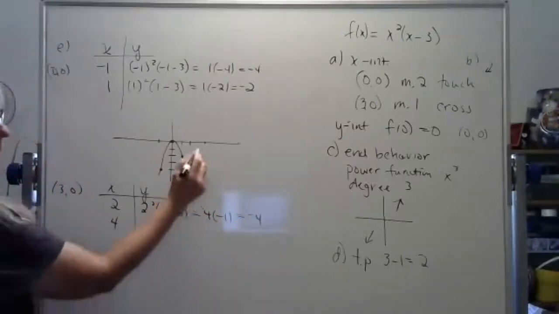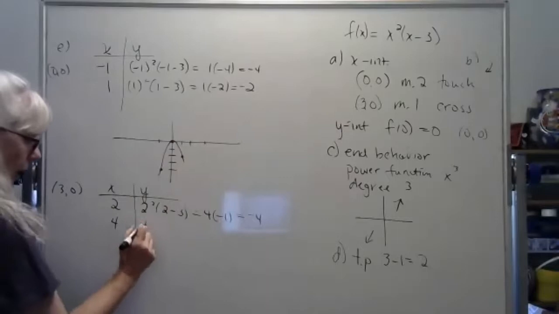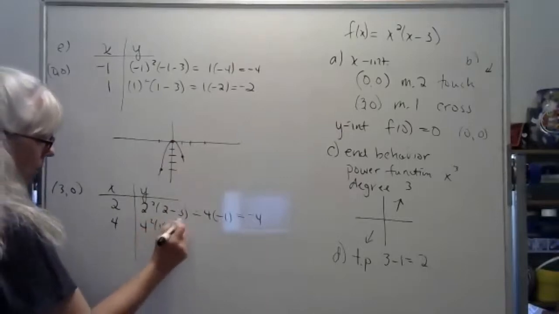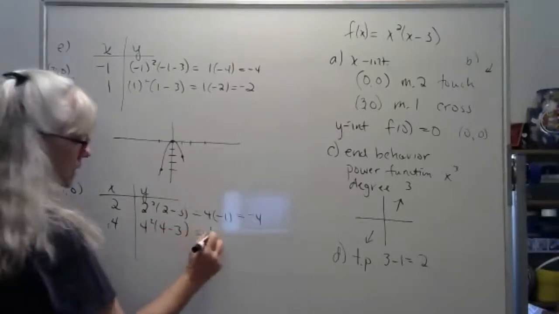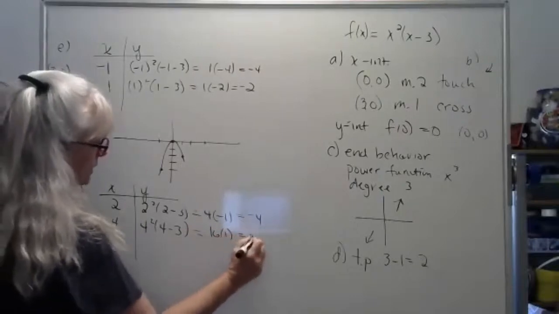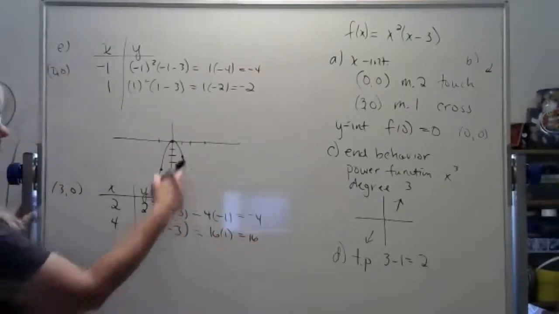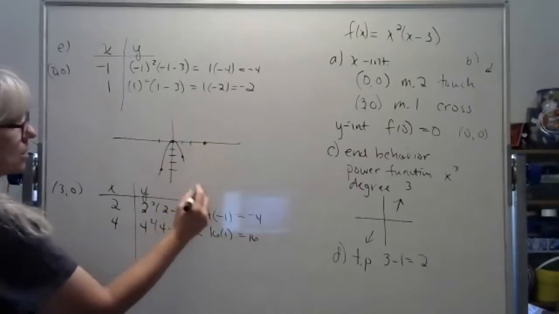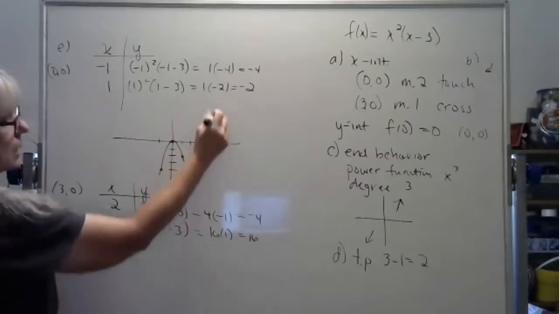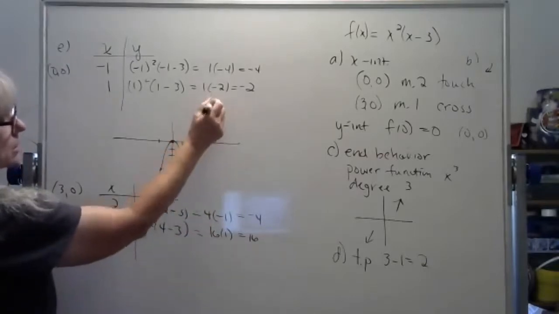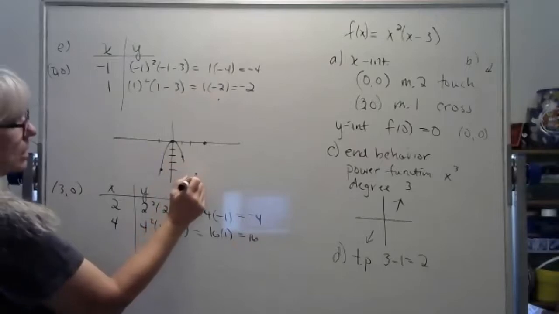So that tells us it's coming in from the bottom. Then we have 4 squared and 4 minus 3. So that's 16 times 1, which is 16, which is positive. So this is simply telling me that at 3, the graph is coming in from the bottom, and it's going to finish at the top. So it's clear up there at 16. So it's coming in and starting here and doing here.